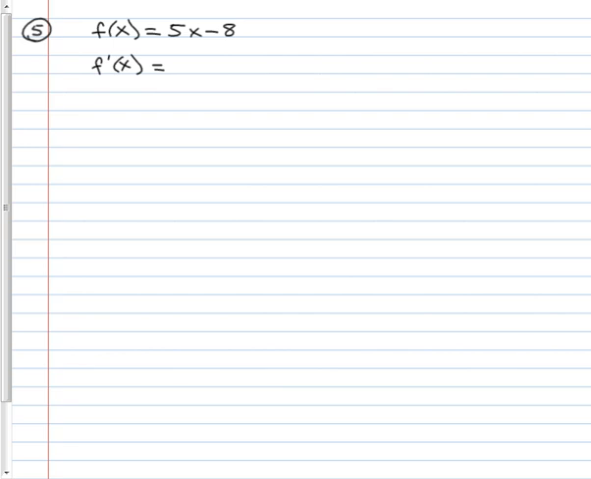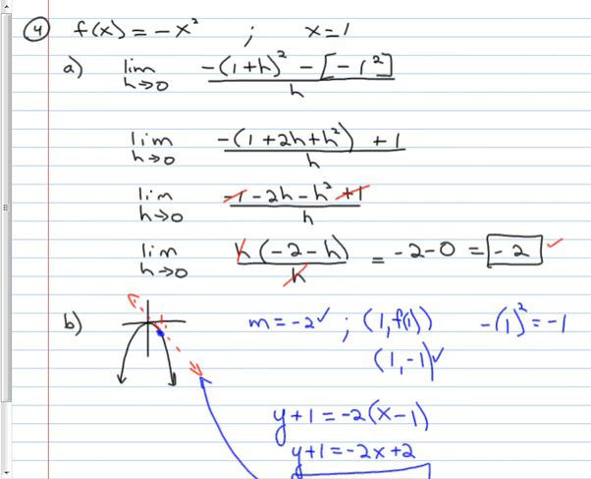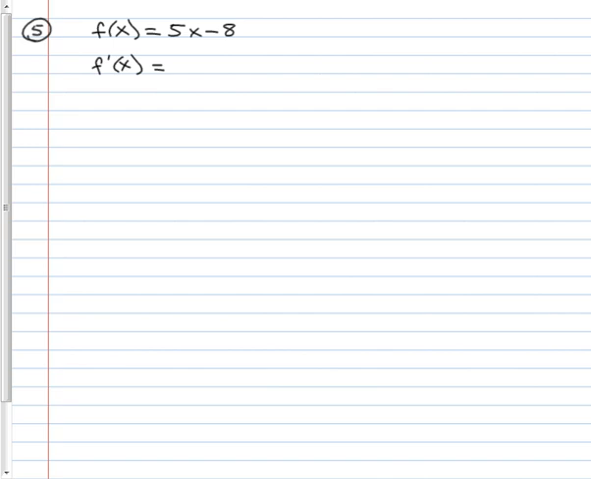Use the limit formula. That's what we've been doing, is finding the derivative. This limit formula finds us the derivative of it. So, in order to get it, I'm going to take the limit as h approaches 0 of f of x plus h. Now this time we don't know the x, so it'll be 5 times x plus h. I don't have a number to put in there. Minus 8. Minus f of x, and that in brackets, 5x minus 8. Divided by h.